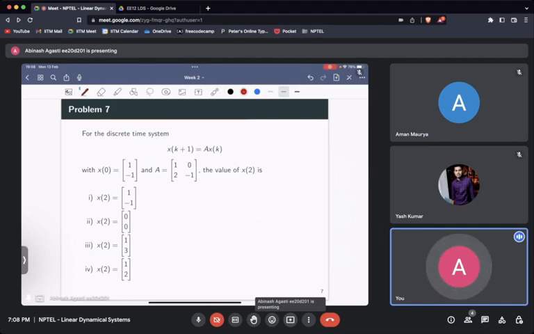For the discrete time system given in this, with x of 0 equal to some initial starting condition and A given, we just have to find out the value of x of 2. So this is pretty straightforward. Can someone give the answer? Or at least first let me know what the procedure for such a problem is.